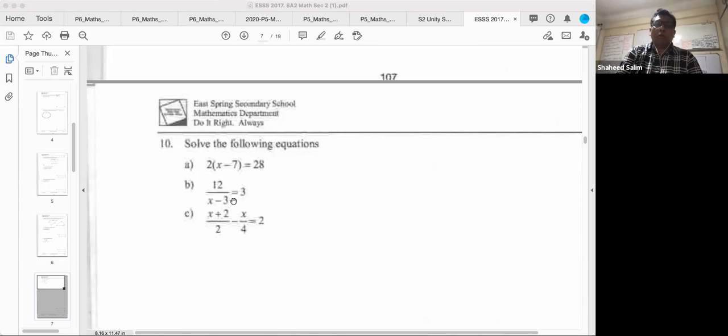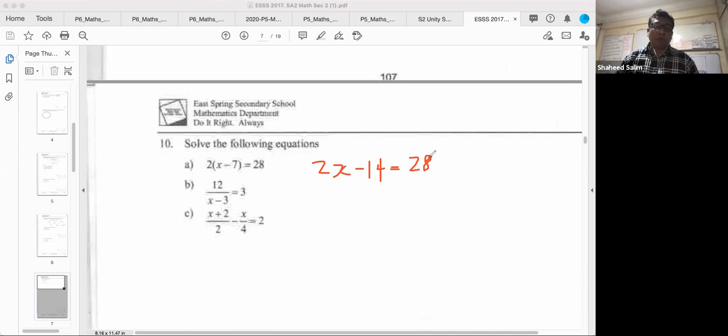So Ryan, you got a times this out, Ryan. 2 times X, 2X, 2 times minus 7, minus 14. So you expand it out. 2 times X, 2X. 2 times minus 7, minus 14 equals to 28. Now you shift the number over, solve it. Come on, Ryan.